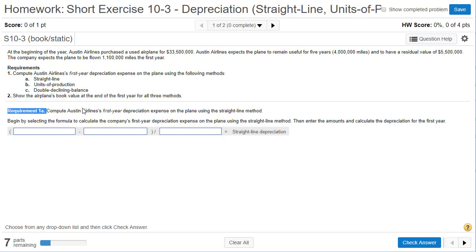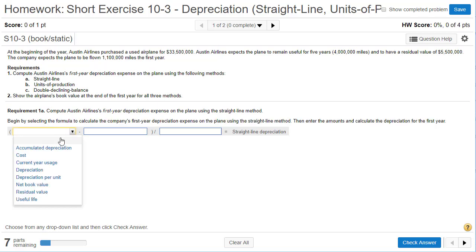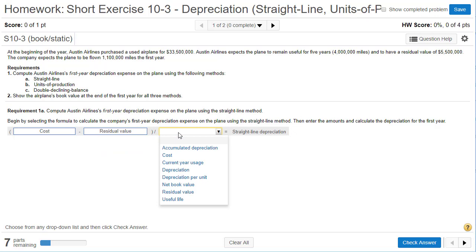So requirement 1, compute Austin Airlines' first year depreciation on the plane using the straight line method. Begin by selecting the formula to calculate the company's first year depreciation expense. Then enter the amount. So we need to enter the formula in words. So the formula for straight line depreciation is cost of the asset minus the residual value. And then you're going to divide that by the useful life of the asset.